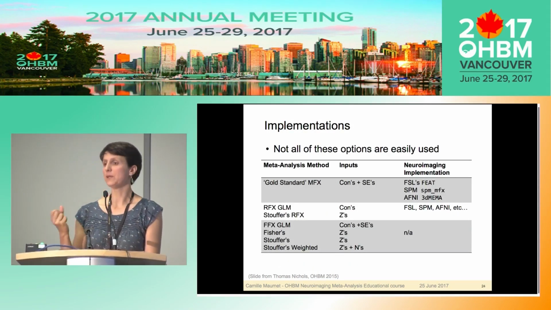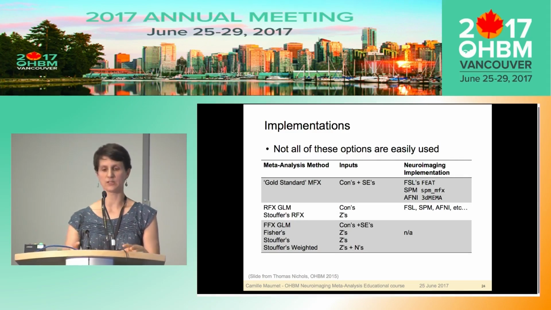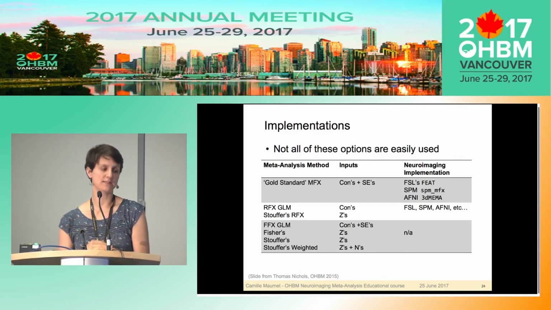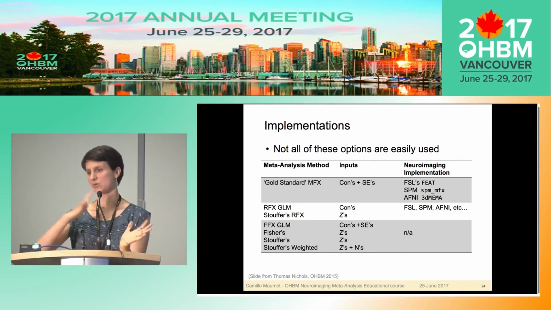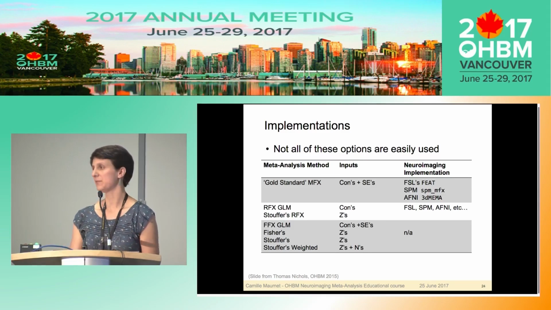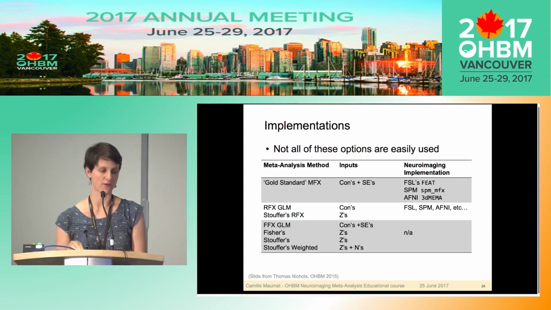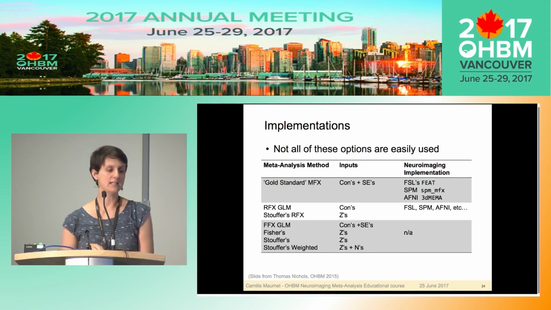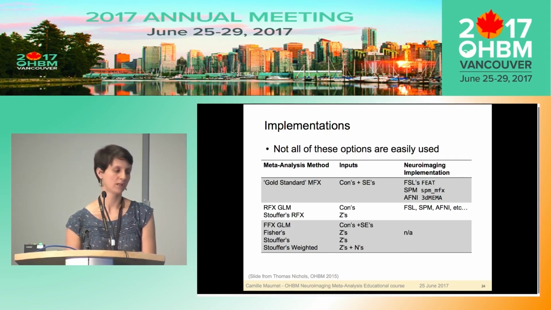In terms of implementation, how can we actually perform this method? The gold standard mixed effects approach that uses the contrast and the standard error map, the one we looked at the very beginning, is implemented in FSL using FEAT. In SPM, there is the SPM MFX option, which is, since SPM 12, available in the batch system. And in AFNI, you have 3dMEMA.